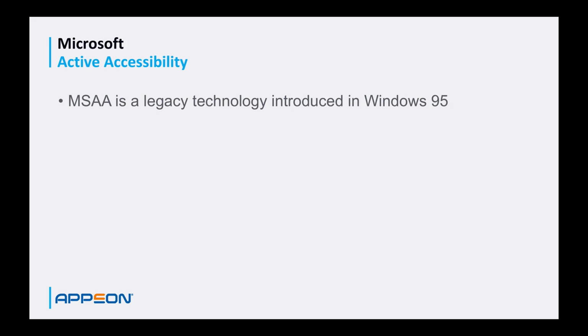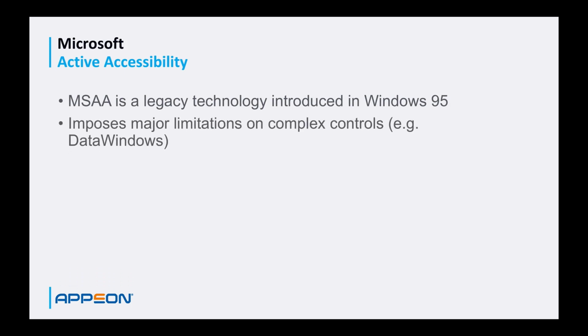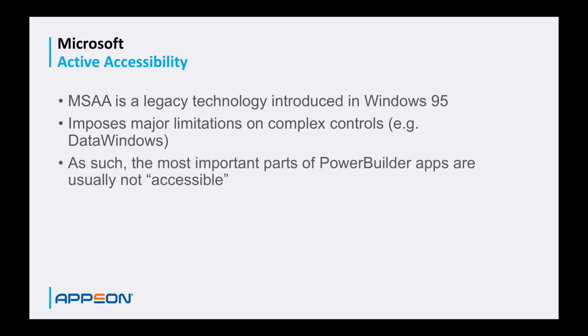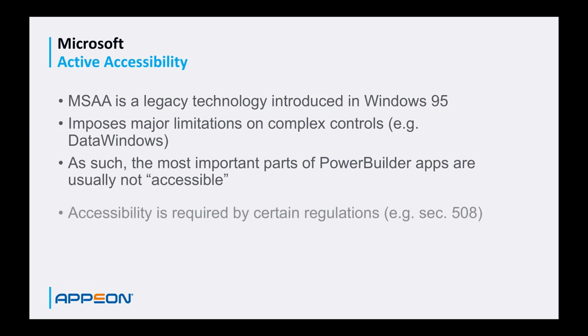PowerBuilder has had Microsoft Active Accessibility for many, many years, and this is a legacy technology from Windows 95. It imposes major limitations on complex controls of PowerBuilder. PowerBuilder does not have just simple controls like checkboxes and single line edits. The data window, for example, is a very complex control, with many different presentation styles. Now, with the data window not being accessible, that means the most important part of your PowerBuilder application is not accessible to, for example, visually impaired users or other use cases I'm going to highlight in a minute.